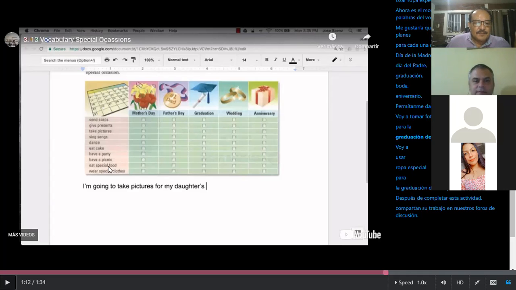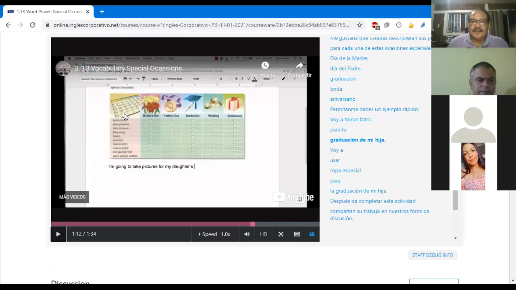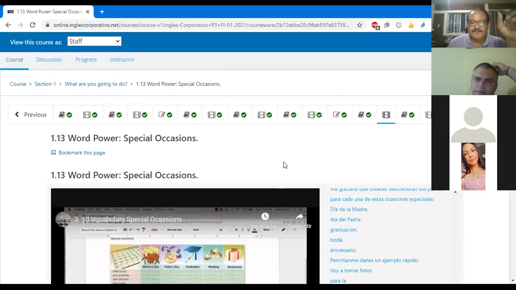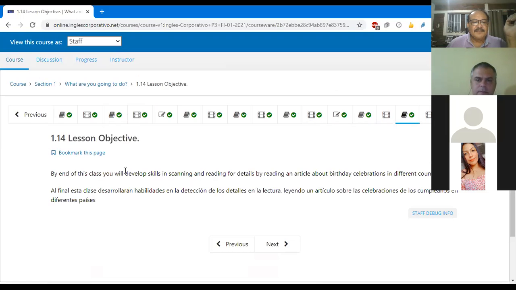Okay, so then questions about this vocabulary. Are you familiar with the vocabulary? Yes. Okay. Remember that one of the important things here is vocabulary, 100%, right? The vocabulary, you have to make sure you understand because you need it to speak. Okay, by the end of this class, you will develop skills in scanning and reading for details by reading an article. Okay, reading skills.